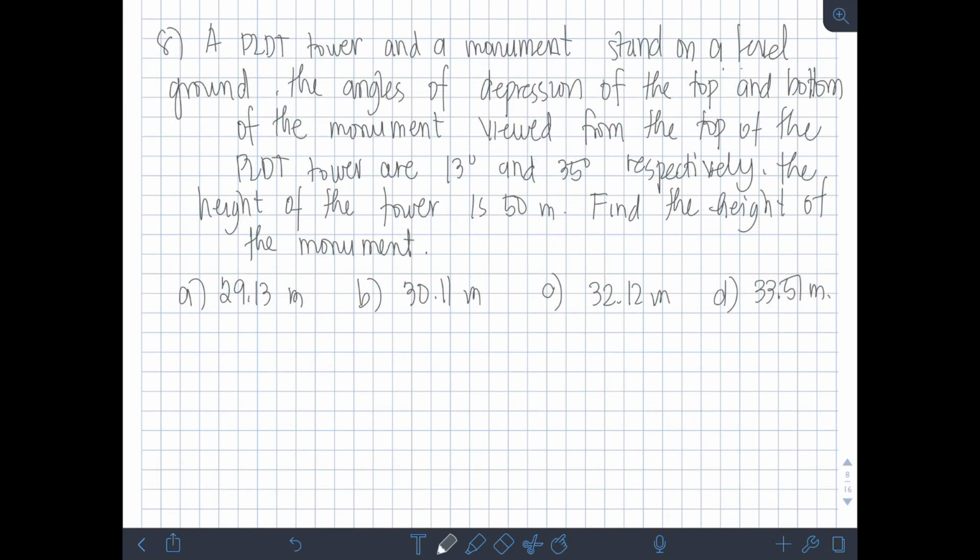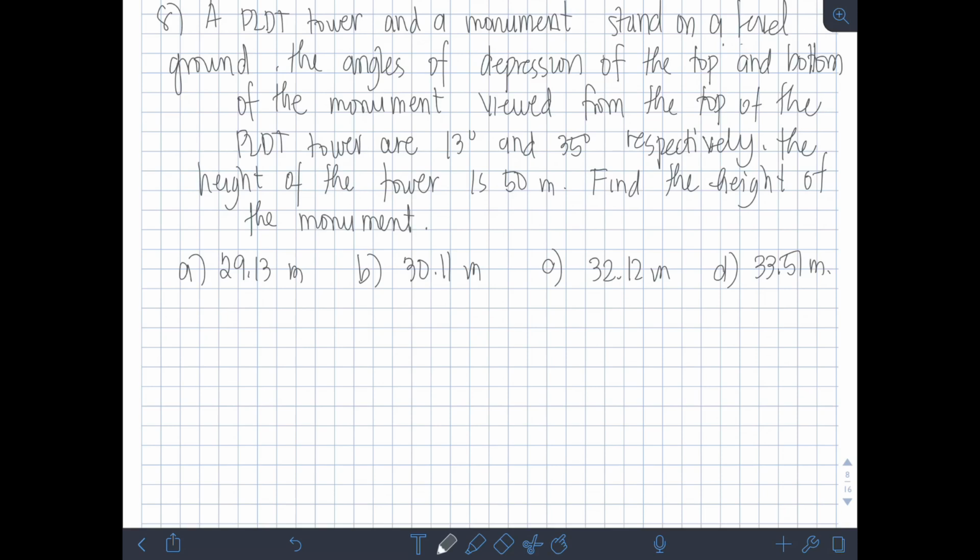Okay? Next, we have a PLDT tower and a monument stand on a level ground. The angles of depression of the top and bottom of the monument viewed from the top of the PLDT tower are 13 degrees and 35 degrees respectively. The height of the tower is 50 meters. Find the height of the monument.